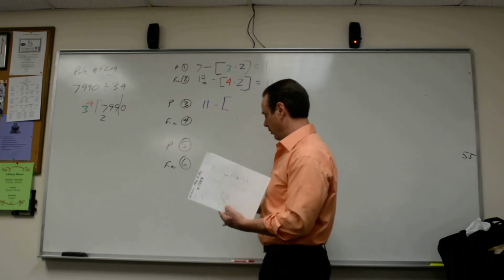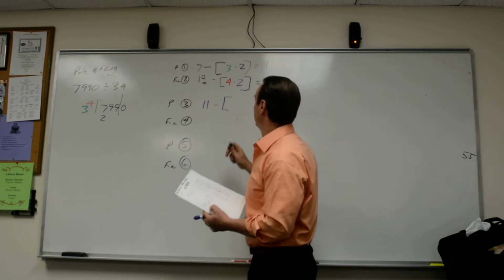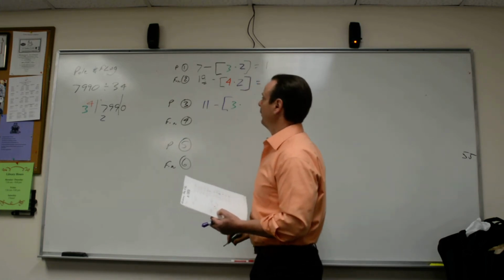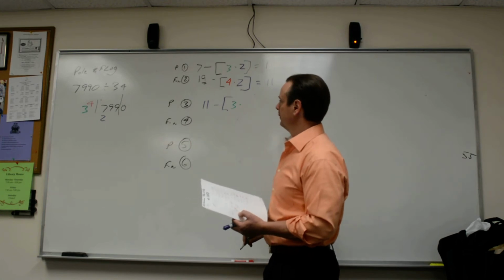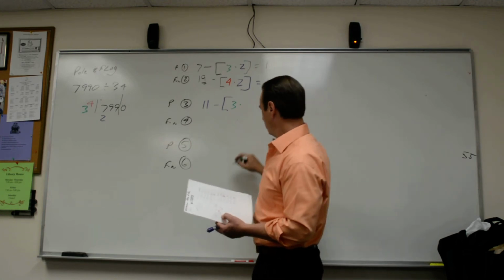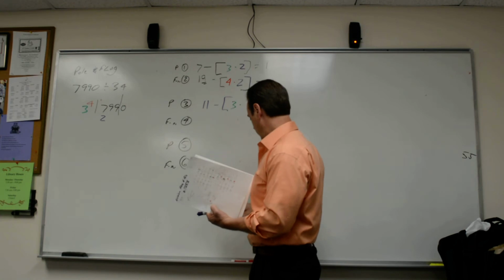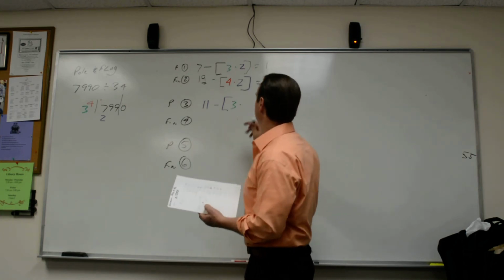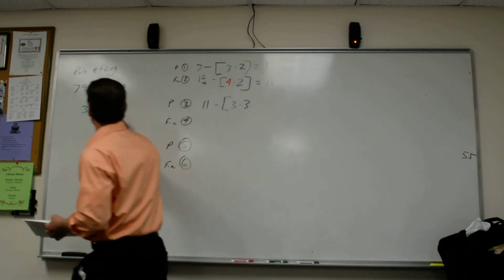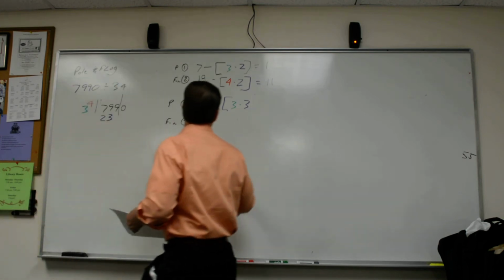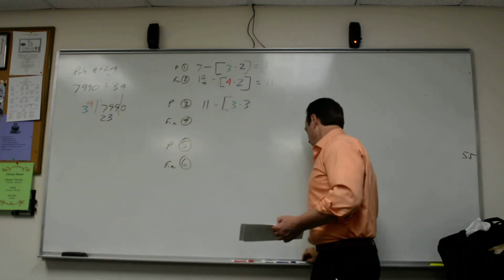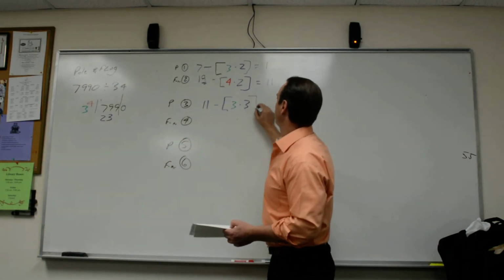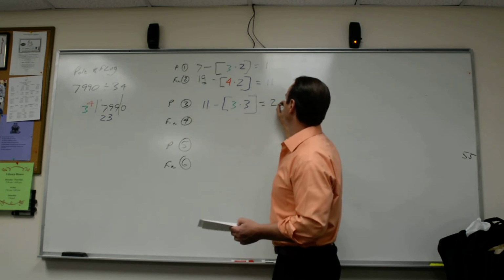Now we got to go back to our pole, right? What do we have to multiply 3 by to get to 11? 3. So if we multiply this by 3, this is our new value in our quotient. And so this is 9, this is going to equal 2 as our remainder.